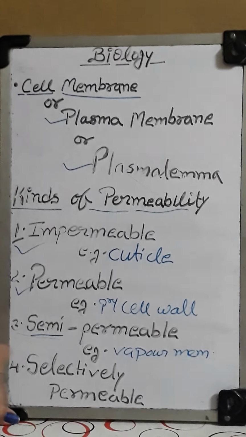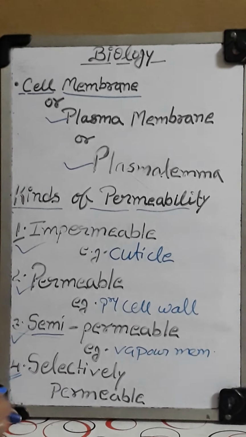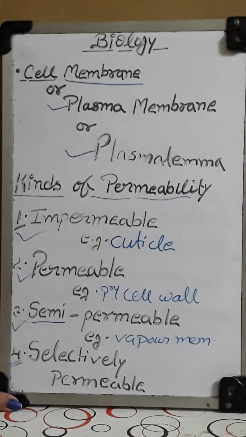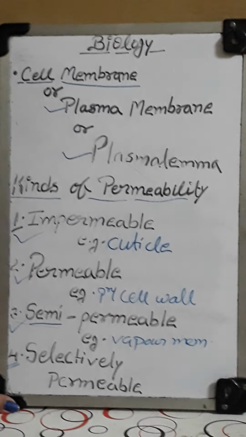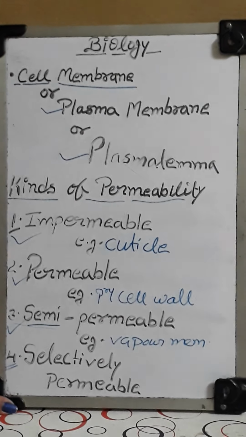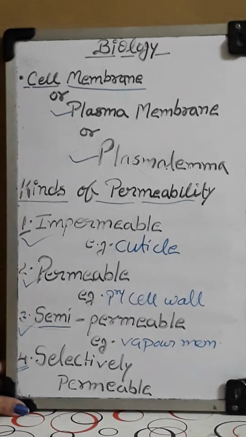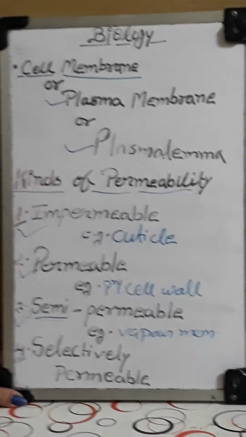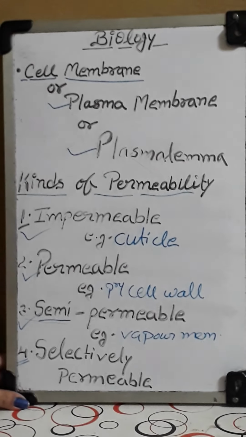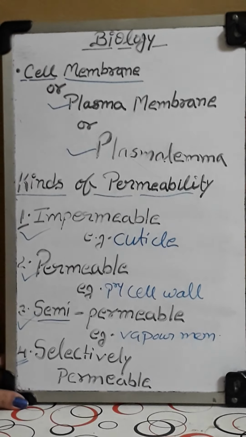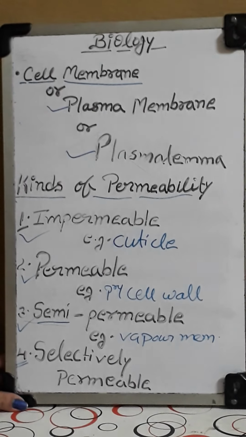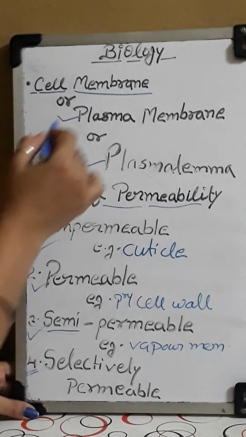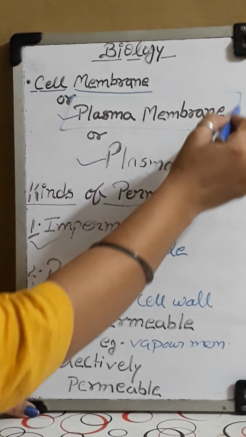Now come to the last one, that is selectively permeable. If a membrane allows penetration of solvent freely but selects the passage of specific solute particles, then it is called a selectively permeable membrane. Do you know what is the example of this selectively permeable membrane? Yes, the example of a selectively permeable membrane is our plasma membrane. Very good.